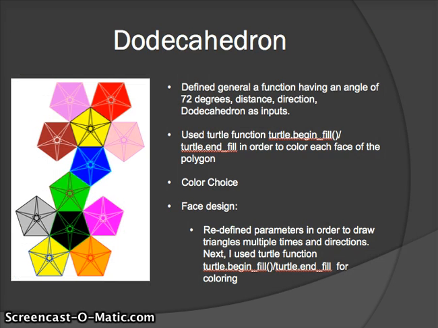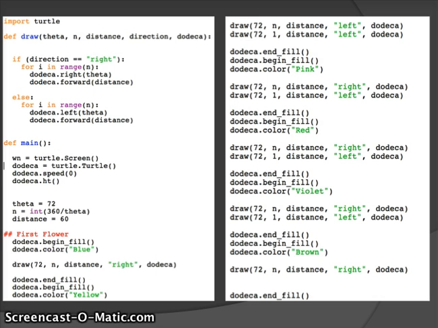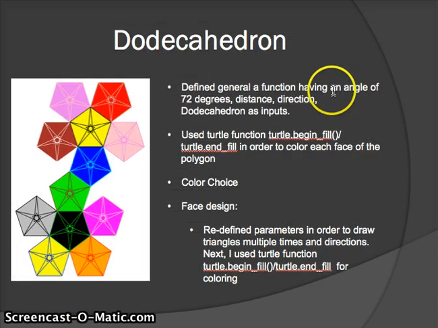Now the dodecahedron. I really had a lot of fun with this guy. For this guy, I defined the angle as 72 degrees, since 360 divided by 72 will give you 5 turns. So in this guy, I just defined them as flowers basically. Here's a sample of my code. So I divided 360 by 72, it would give you 5 turns, and this is a sample code of the first flower, meaning the first guy right here in the middle.